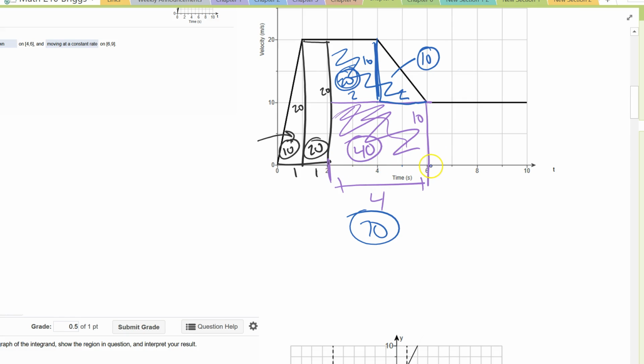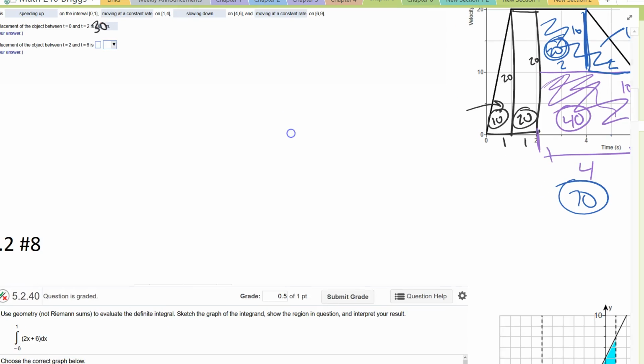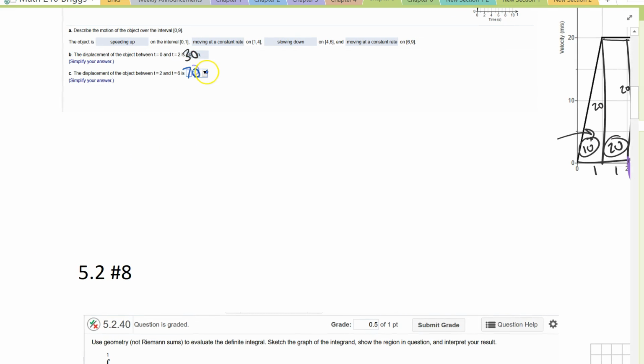We have a base of 4, height of 10, base of 2, height of 10, and then so we would have 70 meters.